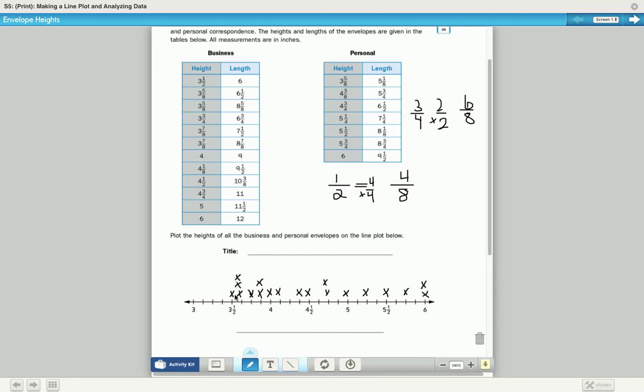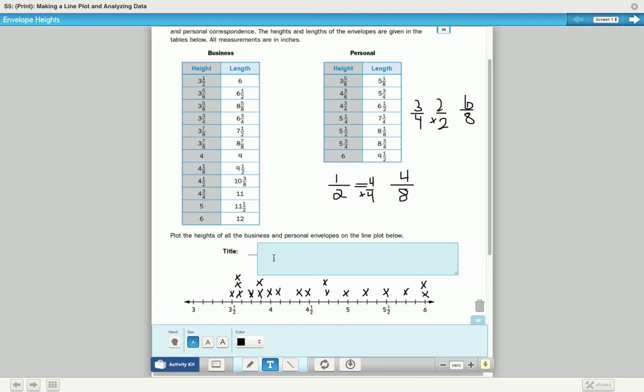then you can go ahead and plot them on your line plot. So this is what your line plot would look like if you plotted all those heights on your number line down here. So then we have to come up with a title. And so this has been a struggle for 4th grade this year, is coming up with titles for line plots.